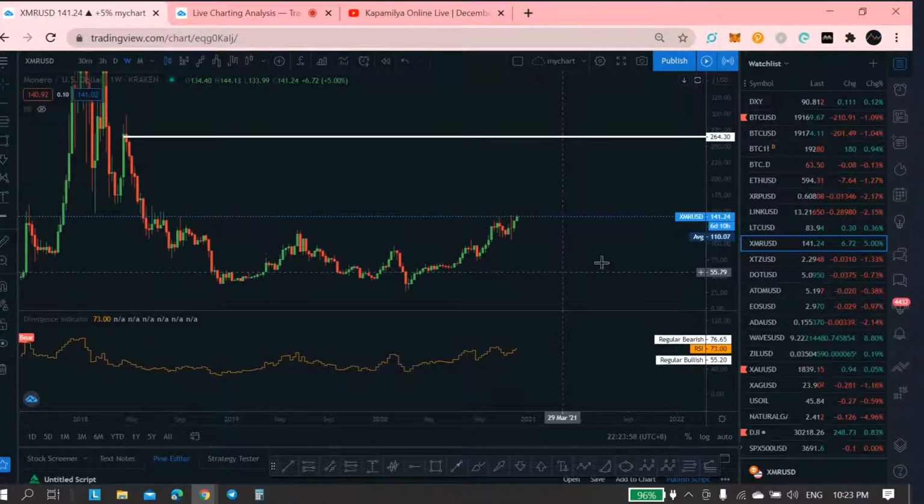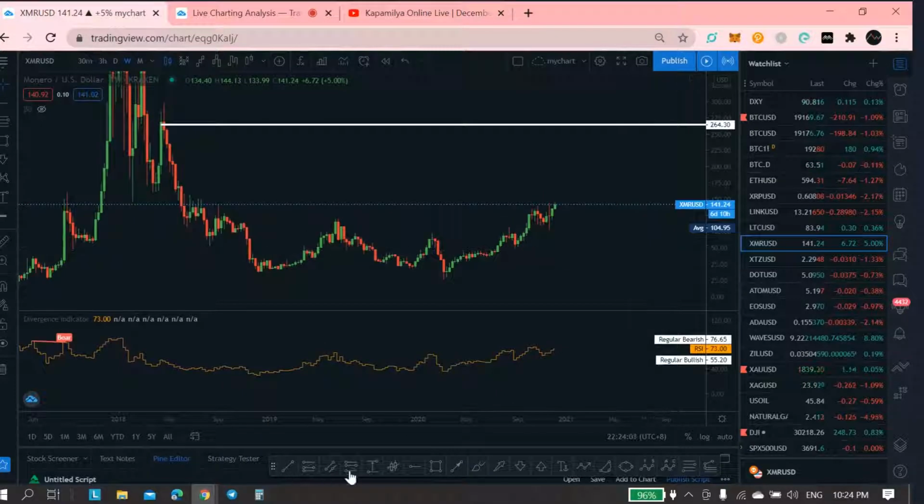So for XMR, actually I'm settling it in XMR because if you're trading futures, you can trade it in stablecoins, fiat, or the coin itself. But of course, it depends on the exchange.